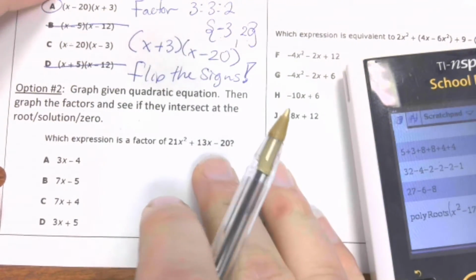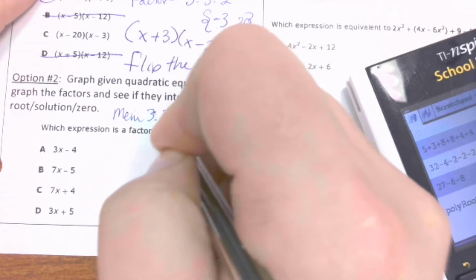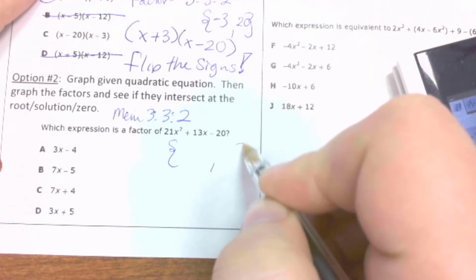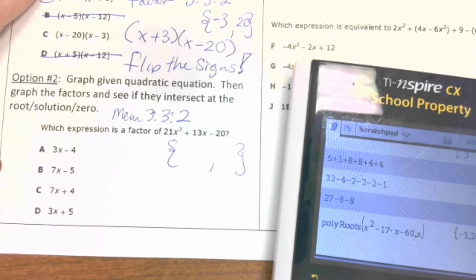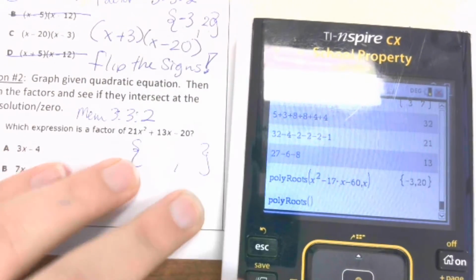Okay, we're going to roll here. Same idea. Menu 3, 3, 2. Yes, you do have to write it. Going to get out our numbers. Going to put in our equation.